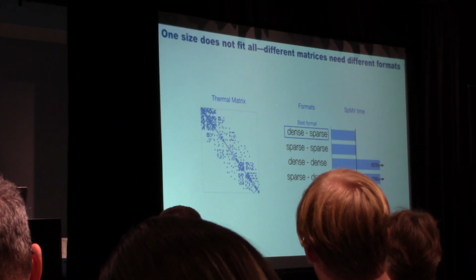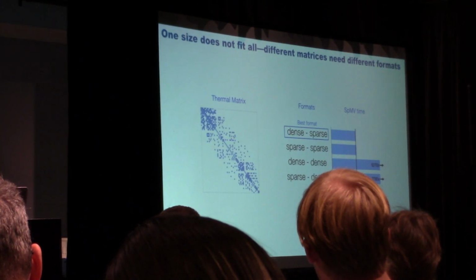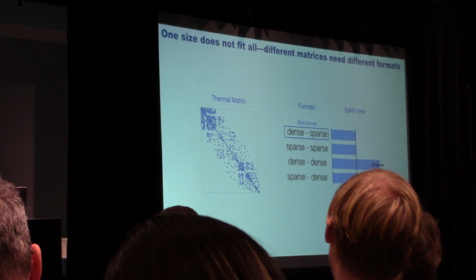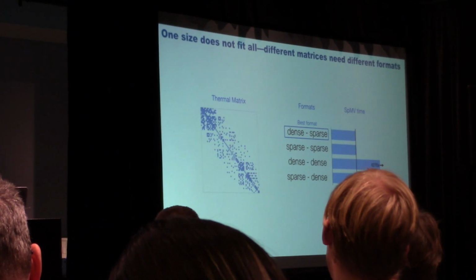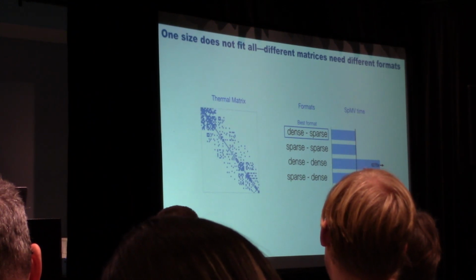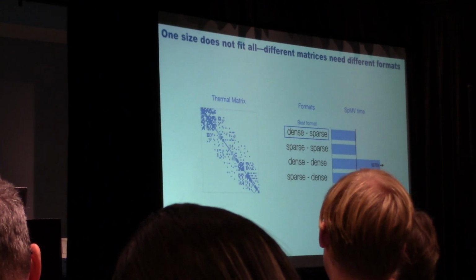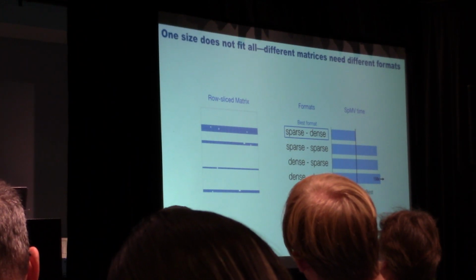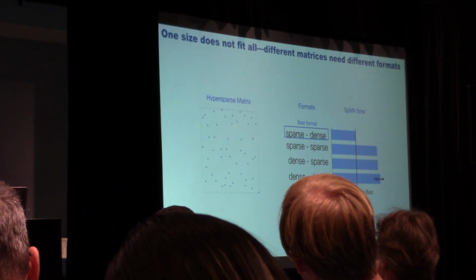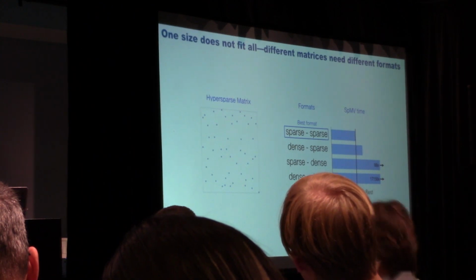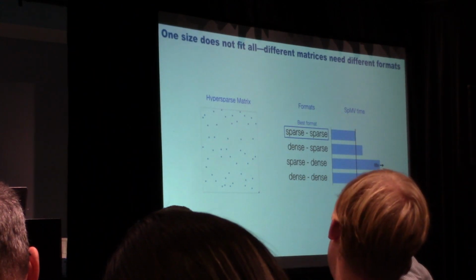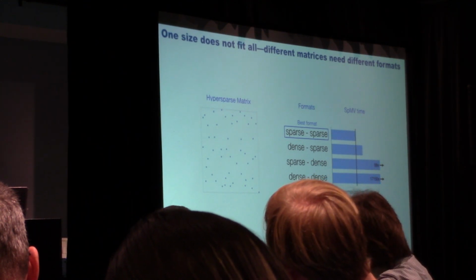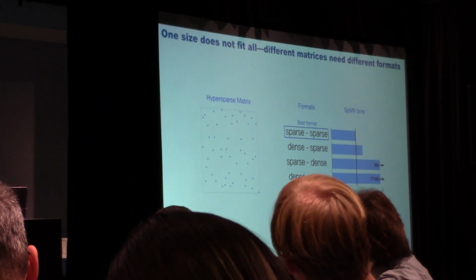However, if you get to a thermal matrix that has a lot of diagonal type patterns, dense-sparse gives the best performance. Dense-sparse is basically CSR, and sparse-sparse is basically DCSR, which gets pretty close performance. But if you have a row slice matrix, sparse-dense actually gives you much better performance. And in the same way, if you have a hypersparse matrix in here, sparse-sparse gives you the best performance. So even if everything is constant, the shape of the data gives you different performance.